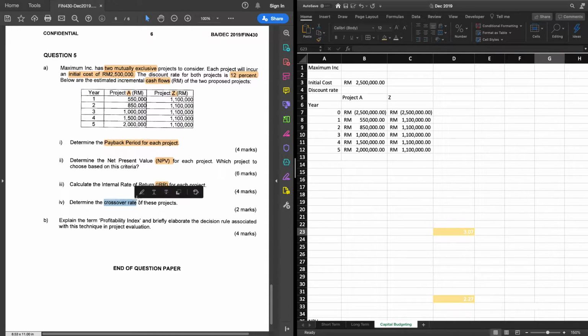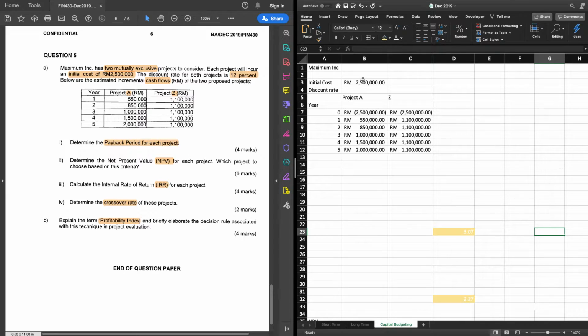The crossover rate is also an IRR, but you need to do some calculation before you compute the IRR using a financial calculator. In steps 2, 3 and 4, you need to use your financial calculator. I suggest you have a financial calculator. The last part is the essay part, which is also decision making. This is the profitability index. So you can use the profitability index, crossover rate, IRR, NPV, and payback period to decide whether project A or project Z. Alright, let me begin.